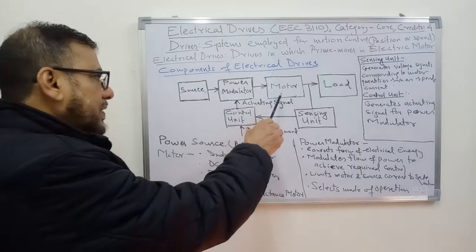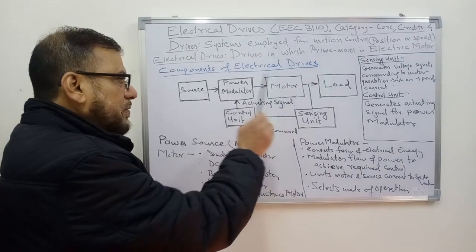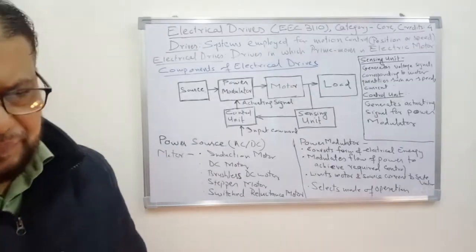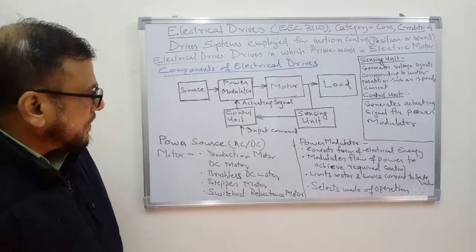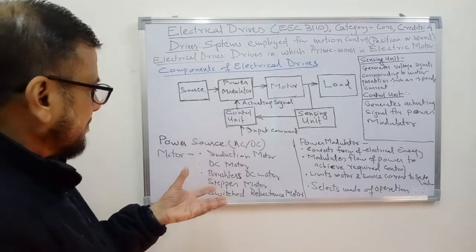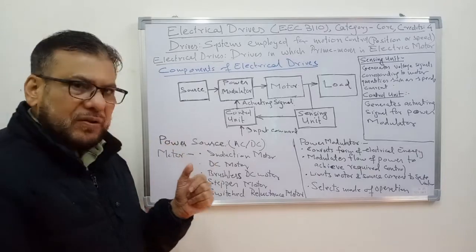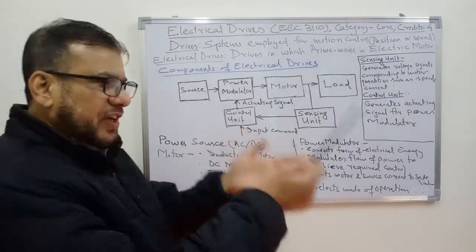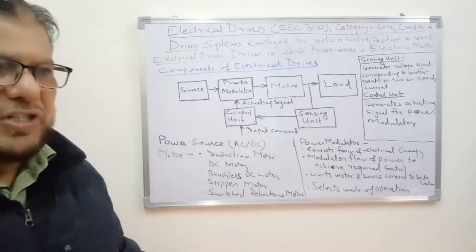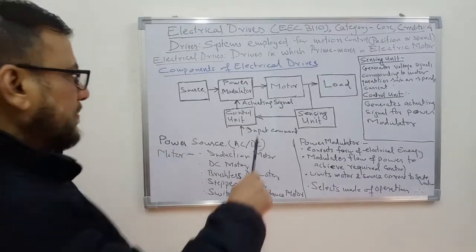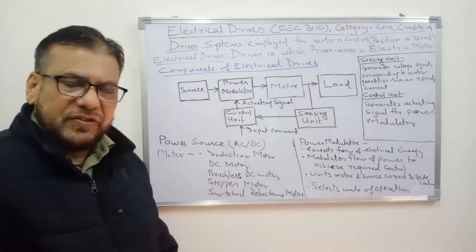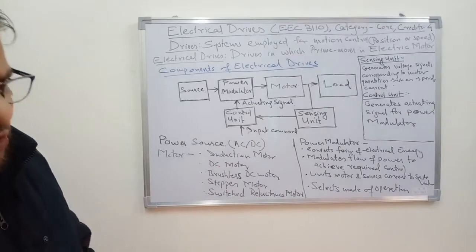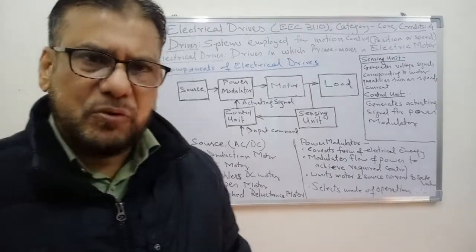Now the second component here I will discuss, that is the motor. Motor may be AC motor or a DC motor. If it is AC motor, we will call it AC drive. But DC motor, we shall call it a DC drive. So the motor may be AC or DC. In AC motors, most of the motors are induction motor.